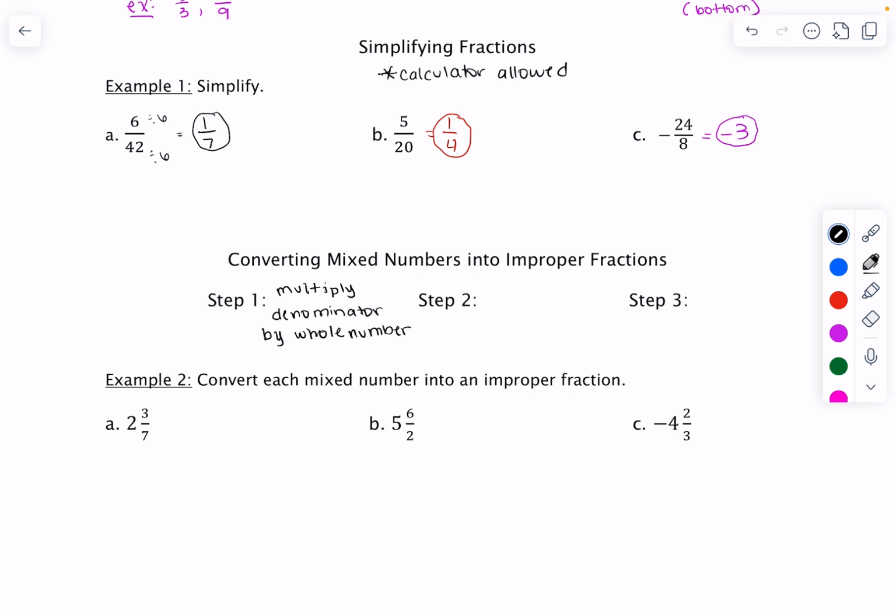So in example A, the first thing I'm going to do is I'm going to multiply the 2 times the 7. And I'm going to end up getting, and I'll write this over here a little bit, 14, because 2 times 7 is 14. So that's step 1. Then step 2 is that you're going to add that number to the numerator.